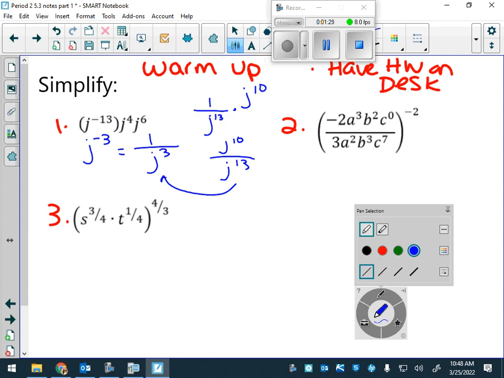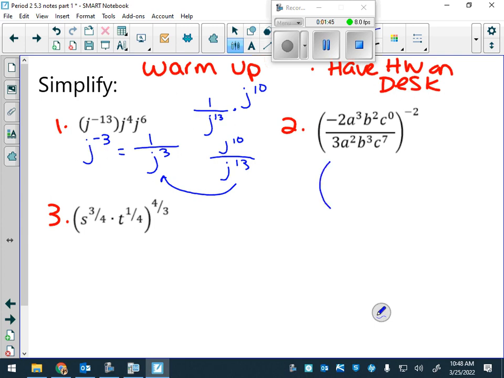All right, number 2. Josh, what do we got? Excellent, good. So here you want to take care of whatever's inside parentheses first, just one suggestion. Negative 2, 3, we can't reduce it, so we'll keep it like that. We subtract, c to the 0 cancels, then we have c to the 7th. Then we have to raise each piece to the negative second.